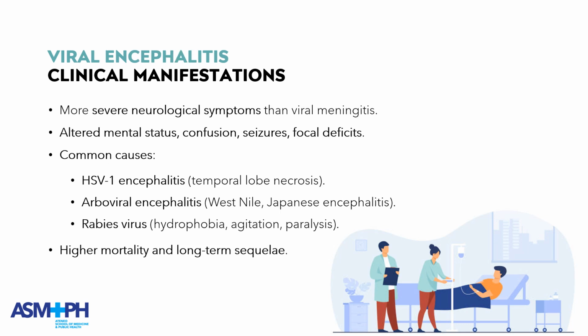Viral encephalitis has more severe neurologic symptoms than viral meningitis. It presents with altered mental status, confusion, seizures, and focal deficits. The most common cause is herpes simplex virus 1 encephalitis, which causes temporal lobe necrosis, followed by arboviral encephalitis and rabies virus. It has higher mortality and long-term sequelae.